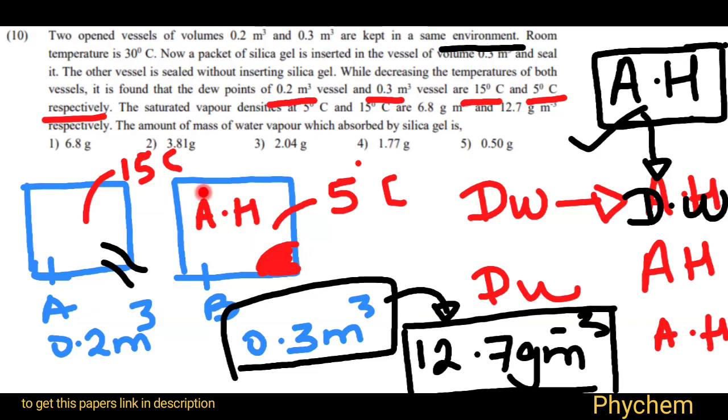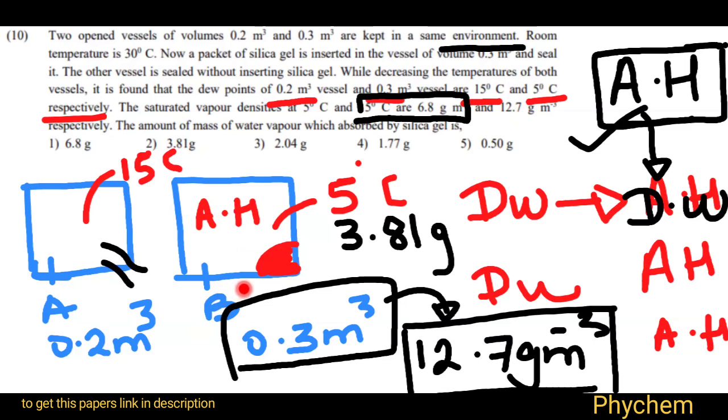But after the reduced absolute humidity, you can obtain it from the dew point. So the dew point of 5 degrees Celsius is equal to 6.8. So you can conclude from this data. Initially the amount of water vapor you capture will be equal to 0.3 into 12.7, which will be 3.81 grams of water vapor, initially captured in 0.3 meter cube of air. But after you put in silica gel, the silica gel absorbs some water vapor, but you don't know how much it absorbed. But you can find out by using the dew point after putting silica gel.